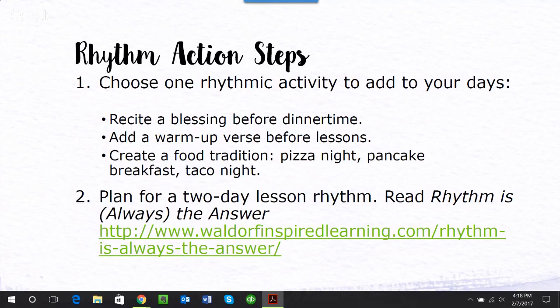So those kinds of traditions, like pancakes on Saturdays or a taco night or something, can be really fun for the family and also help establish rhythm.